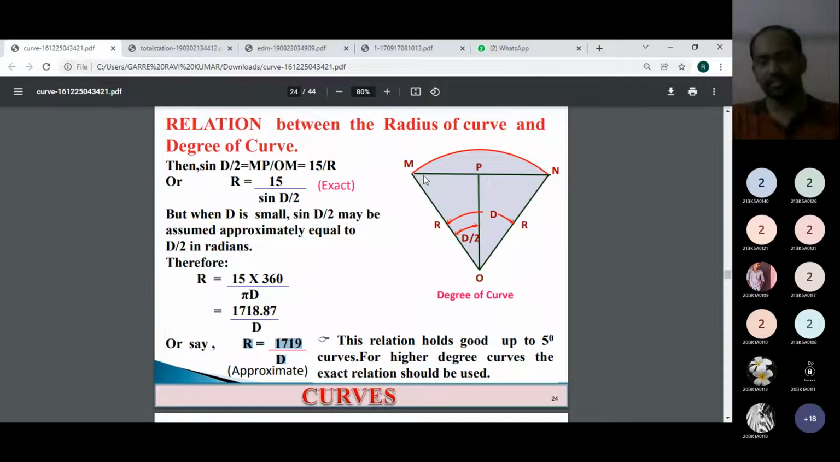You can see in this figure, O is the center of the curve and R is the radius, and again R is the radius. The first radius will be there, the last radius will be there, and between the first radius and last radius there will be some angle. That angle can be taken as the degree of the curve here. So this is the relation between the radius of the curve and the degree of the curve, or the central angle of the curve. That's all.